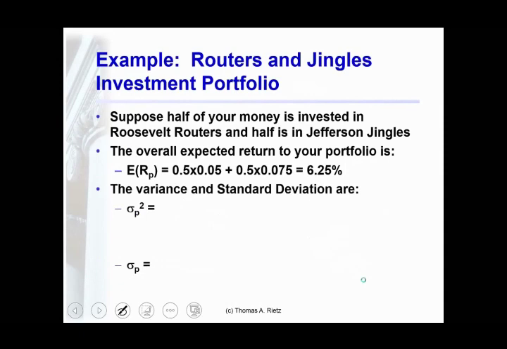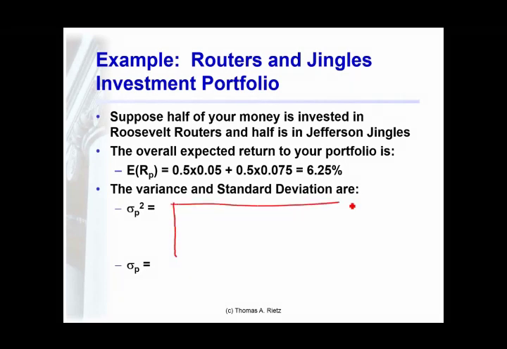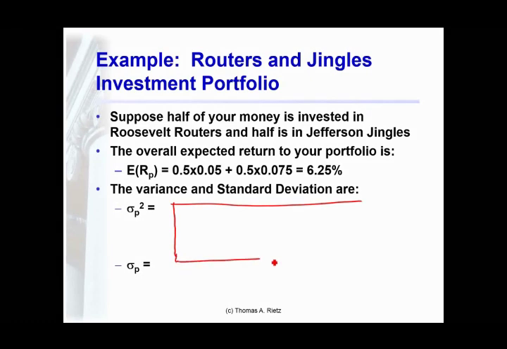So, for example, with Roosevelt Routers and Jefferson Jingles, if we have half of our money in each of the two investments, you would compute the variance according to the formula where there's one term for each of the two investments and two diversification terms. Actually, in order to make that simple, what I'm going to do is I'm going to put that formula in what I'm going to call a box.